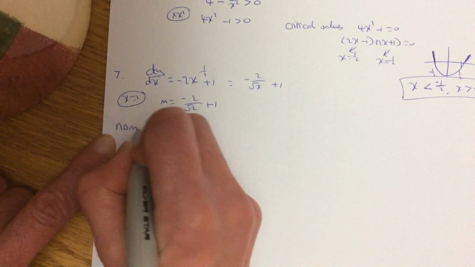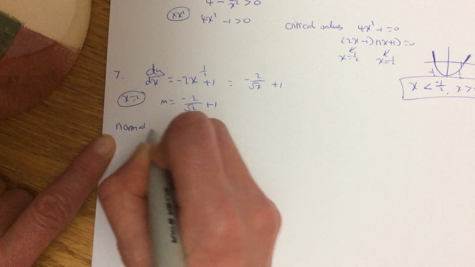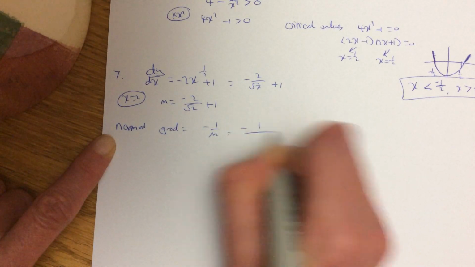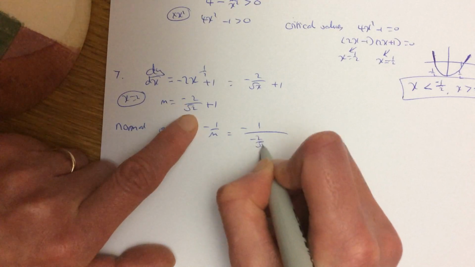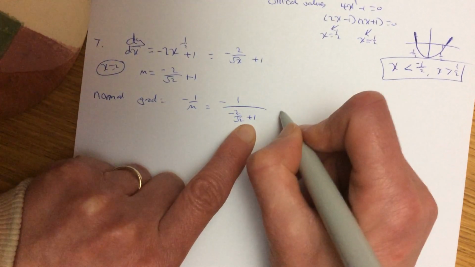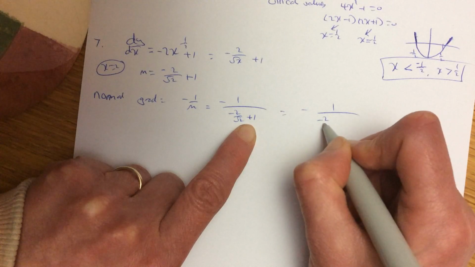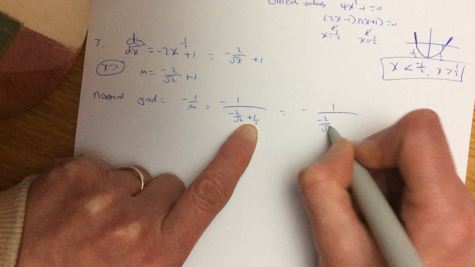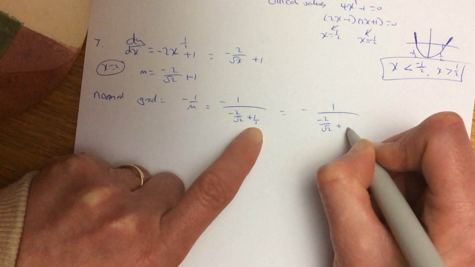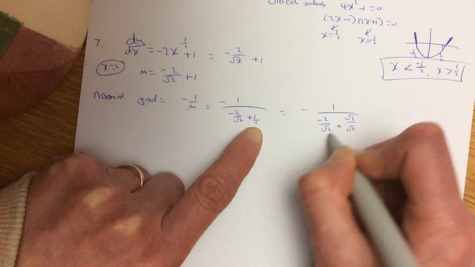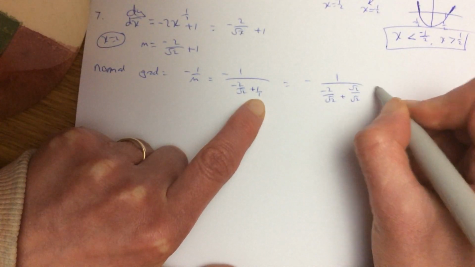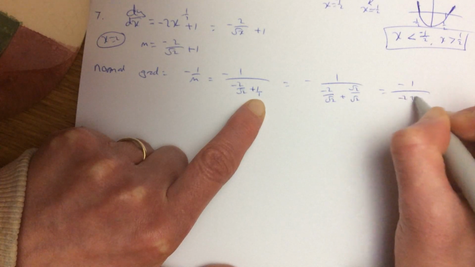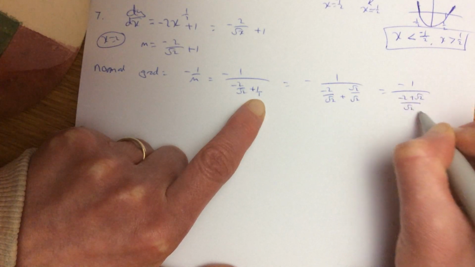I want the normal gradient. So normal gradient is minus 1 over your gradient. So it's minus 1 over this rigmarole. I'm adding in the bottom line, so I wanted to make it look like two fractions. So that's 1 over 1. I want both bottoms to be root 2. So multiply this bottom by root 2, so you multiply the top by root 2. Once the bottoms are the same, you can add the tops here. So it's minus 1 over minus 2, add root 2, all over root 2.